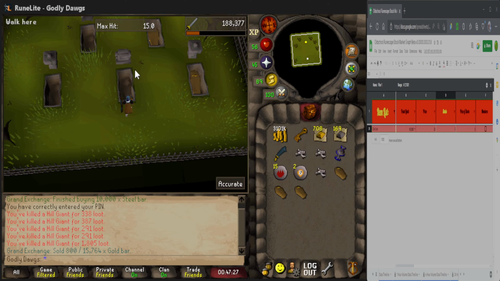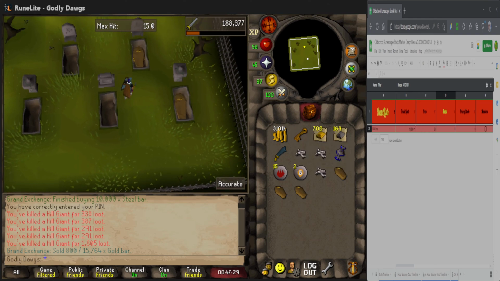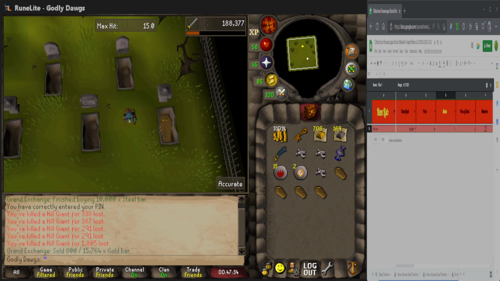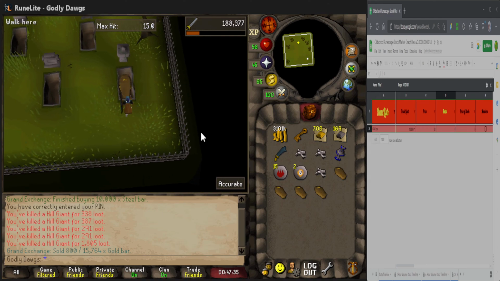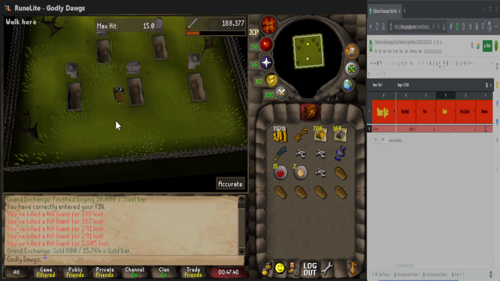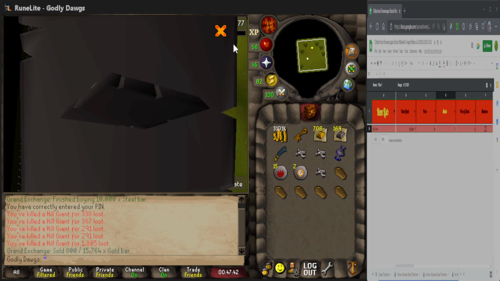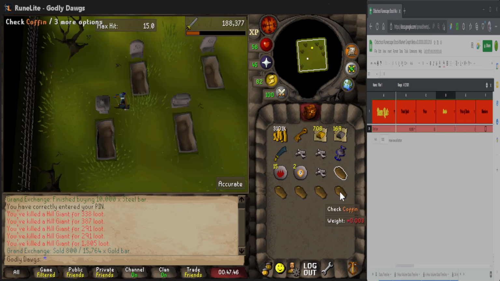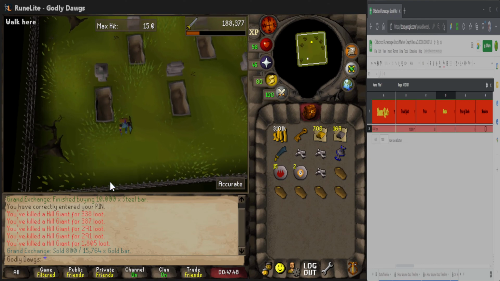I actually got some gold bars in inventory because I'm actually selling some, so that's more profit that I get to keep. And I'm trying to buy some more, so let's see here. Let's go to the graves. First one's an X. And first one's an X, so that was correct the whole time.